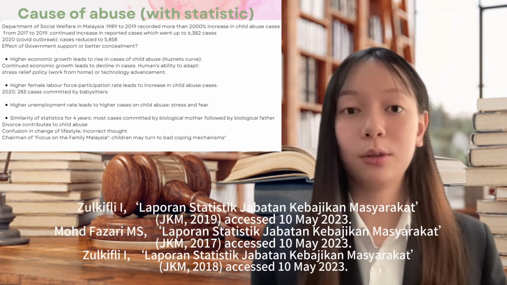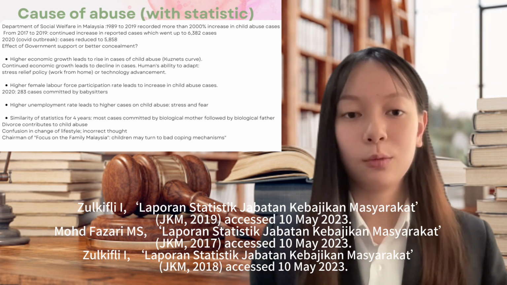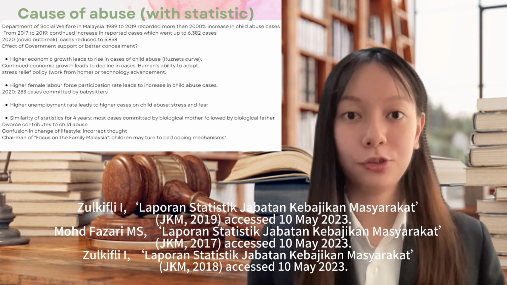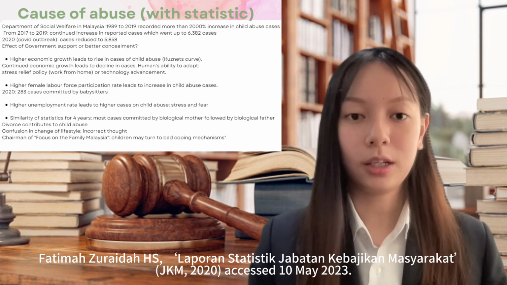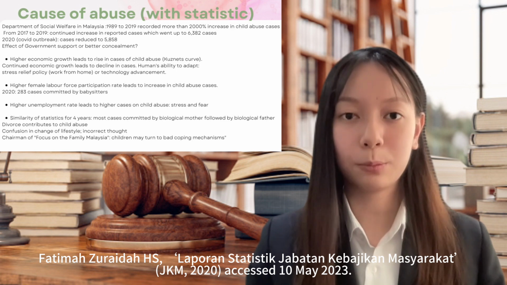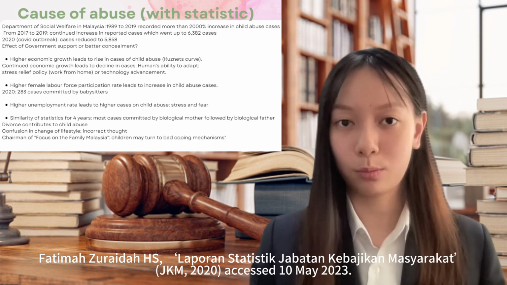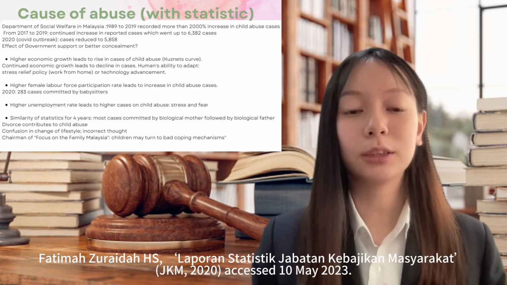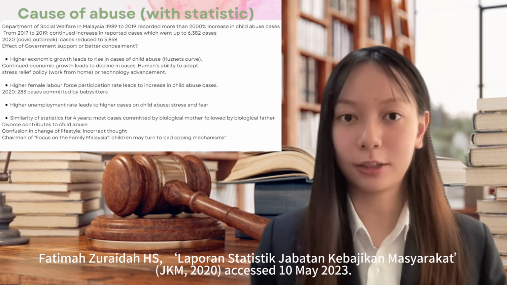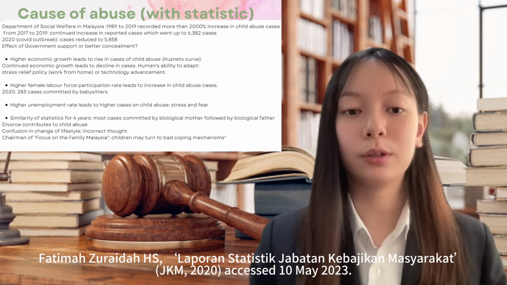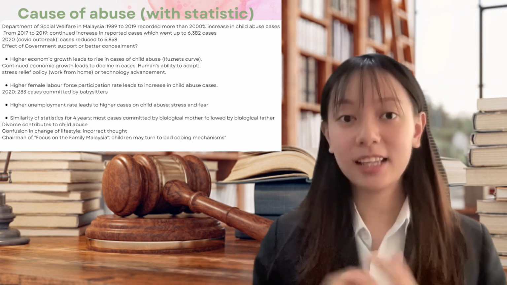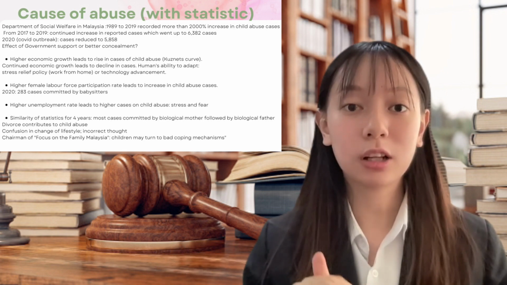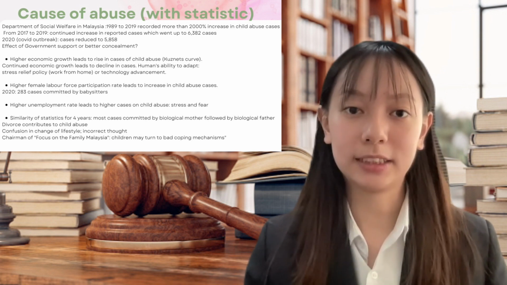From 2017 to 2019, there was a continued increase in reported cases, which went up to as high as 6,382 cases. However, in the year of 2020, where COVID-19, a global outbreak of an infectious disease, first came into Malaysia, the Department of Social Welfare recorded an unexpected decrease in the case of child abuse with a total of 5,858 cases. Other than in Malaysia, there was also a global decline in reported child abuse cases.